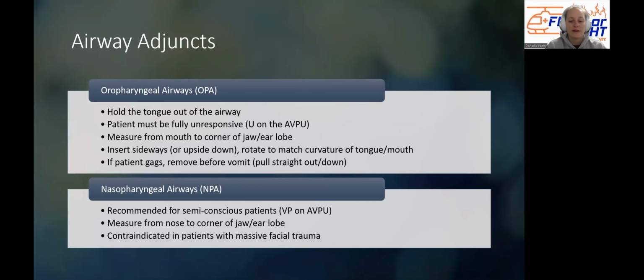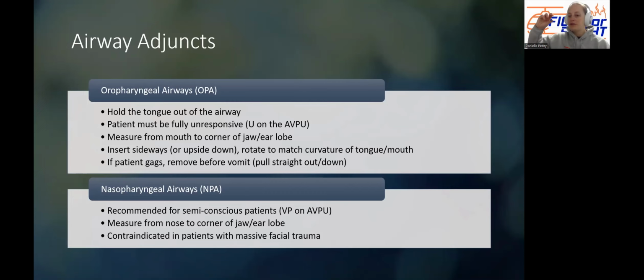attempting the oropharyngeal airway. Now, to use the OPA, you're going to measure it from the corner of the mouth to the earlobe. Now, I'm wearing headphones, so that doesn't really work. But you're going to go from the corner of the mouth to the earlobe or to the corner of the jaw. And that's how you measure it. Once you find the right size, you're going to insert it.